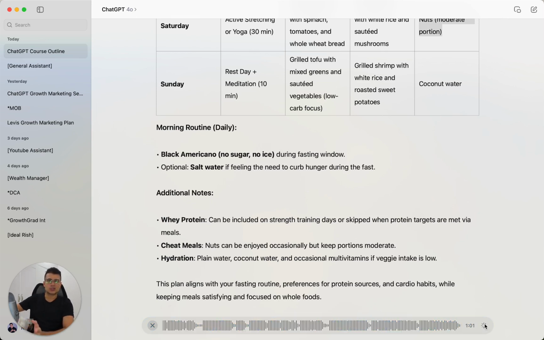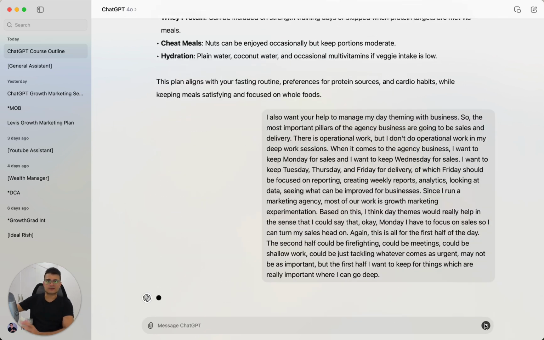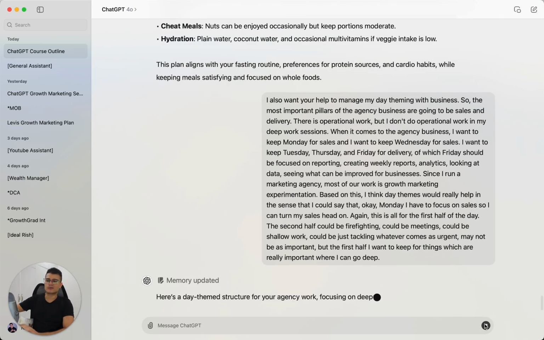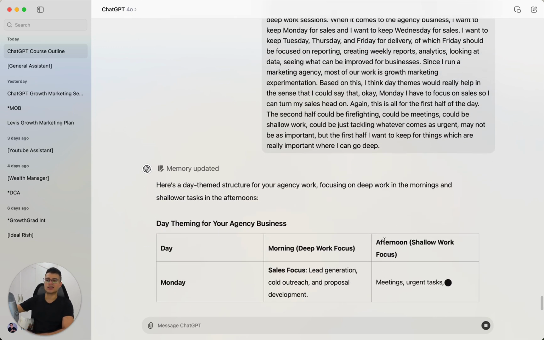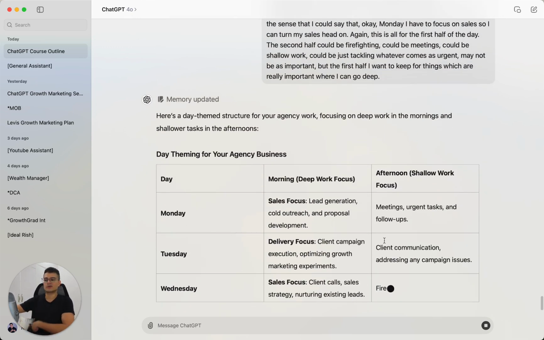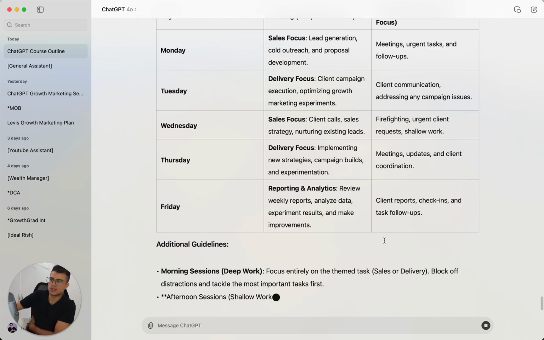So we're going to switch gears here. We're going to go to the business aspect. We're going to do some fun stuff with the calendars as well, because now we're creating day themes. So first, let's see what it comes up with this kind of input. Again, the input is detailed, which is something that I really want you guys to focus on, that you have to give detailed input. So this is the day theming for the agency business.